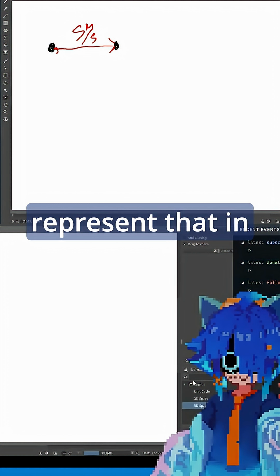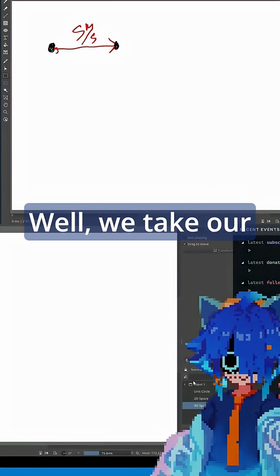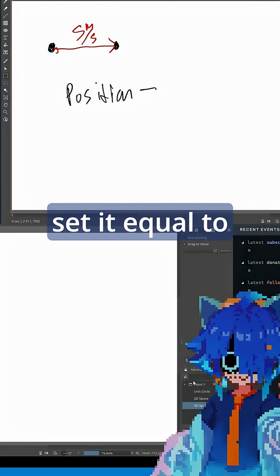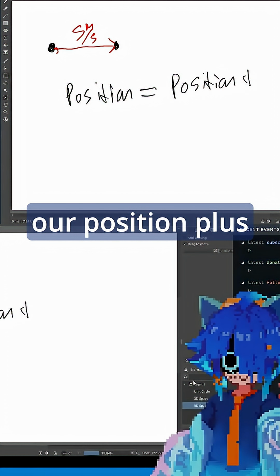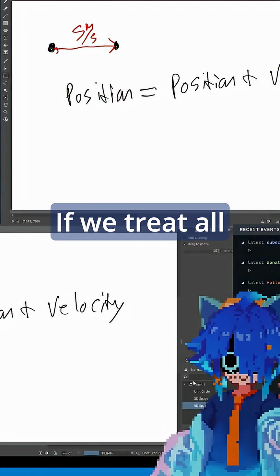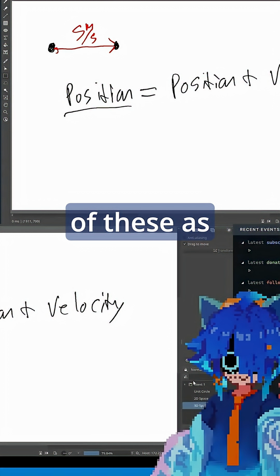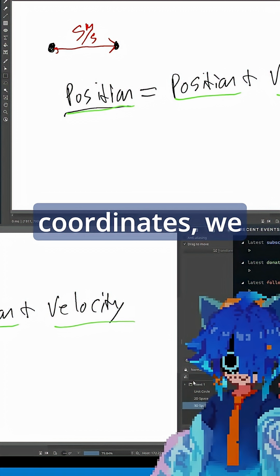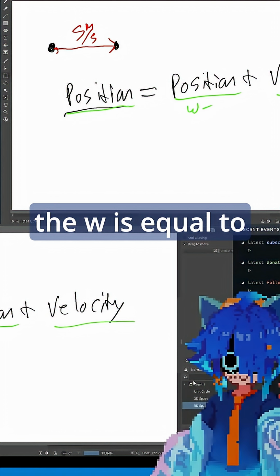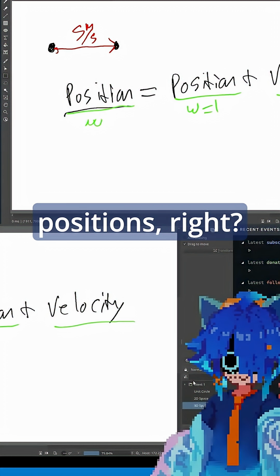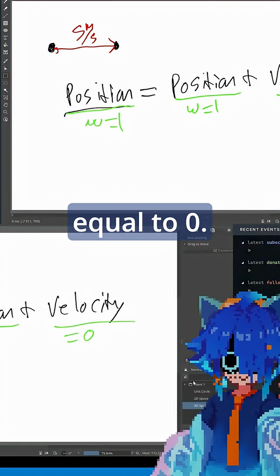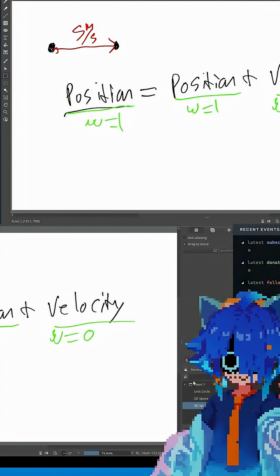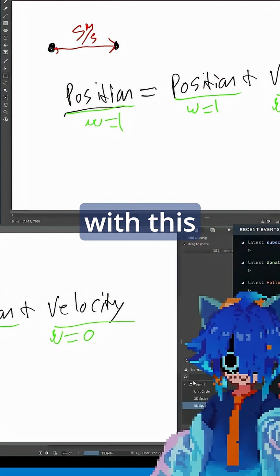How can we represent that in a computer? Well, we take our position and we set it equal to our position plus our velocity. If we treat all of these as vectors, we saw earlier that we can just add. And if we treat these as homogeneous coordinates, we would say that the W is equal to 1 for the positions, right? And then the velocity would be equal to 0. Velocity is a direction, while position is a point. Makes sense? But there is a slight problem with this computation.